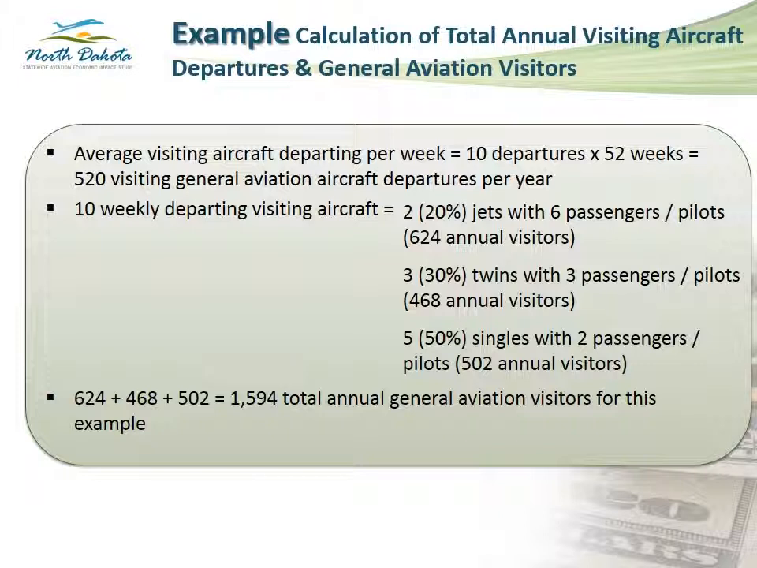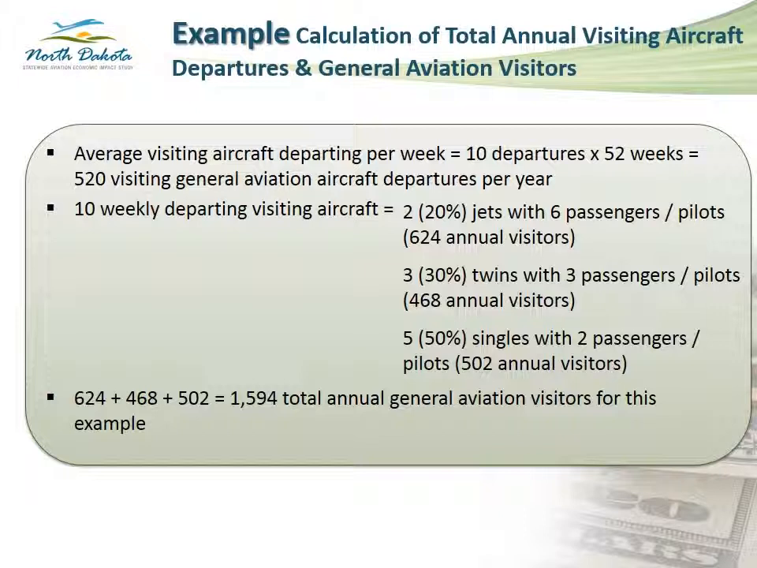Let's walk through an actual example of how general aviation visitors were estimated for all 89 airports. If an airport indicated that they have 10 visiting aircraft that come to their airport each week, 10 weekly visiting aircraft times 52 weeks equals 520 visiting aircraft arrivals or departures each year. For those 520 visiting aircraft, the airport provided the mix of the planes and the number of visitors typically carried on each type of plane.